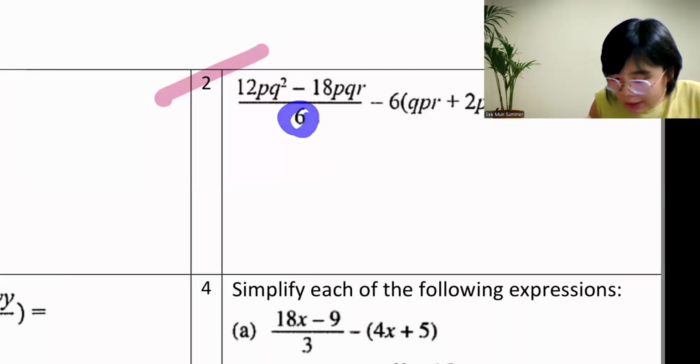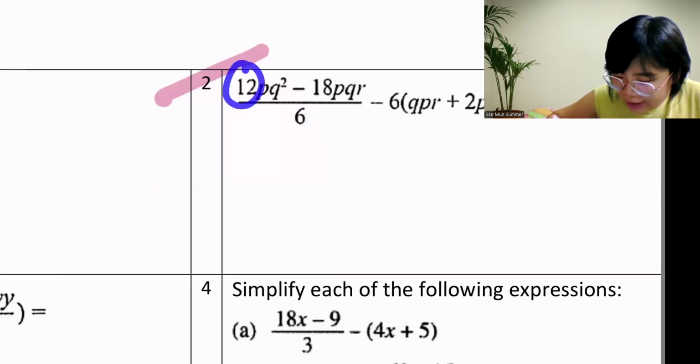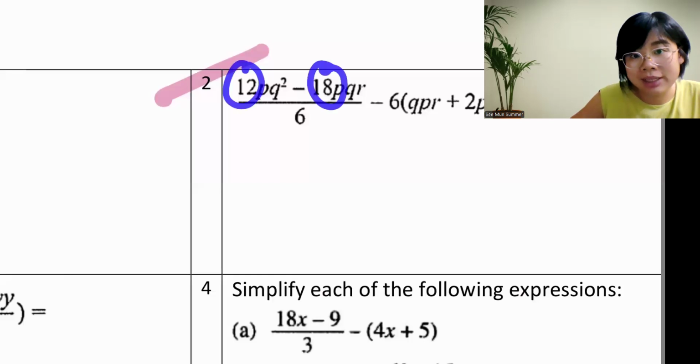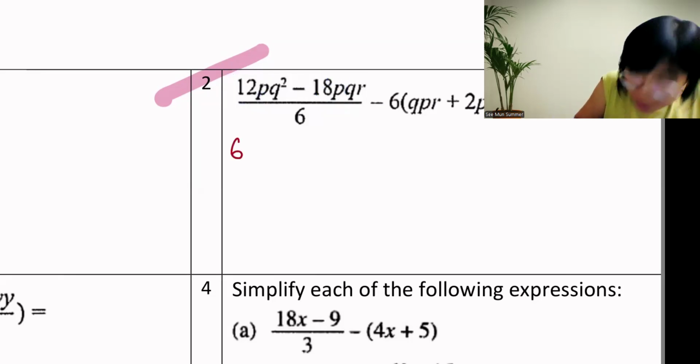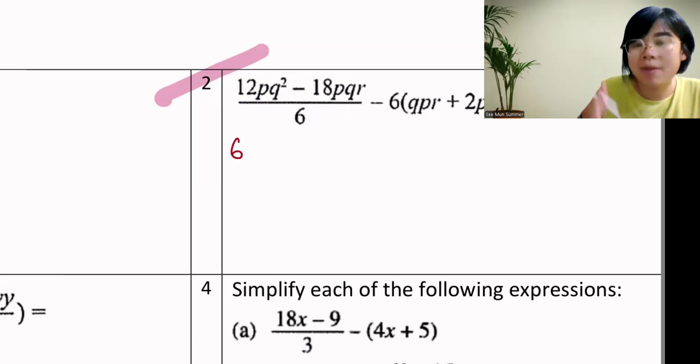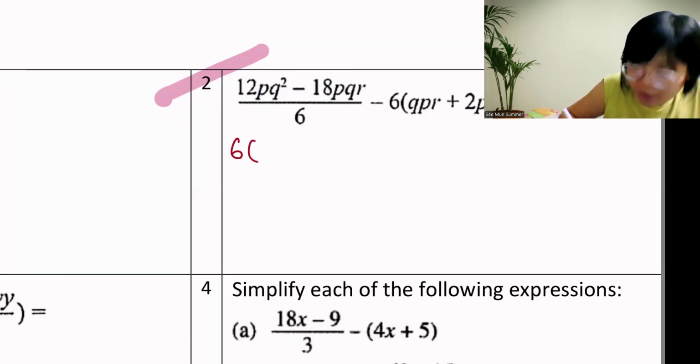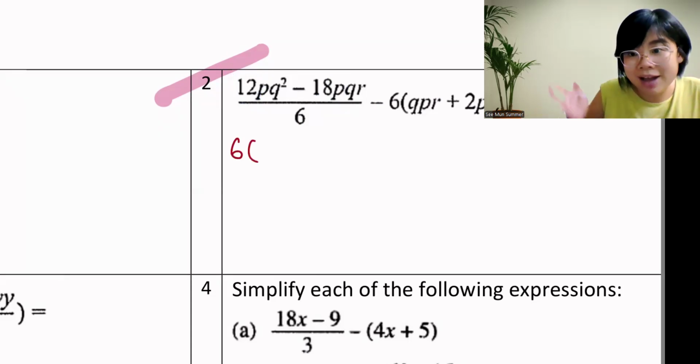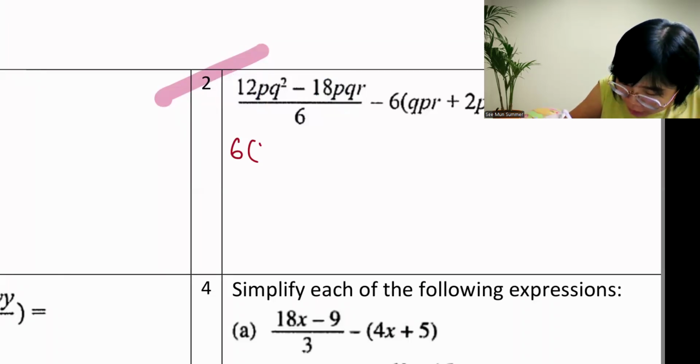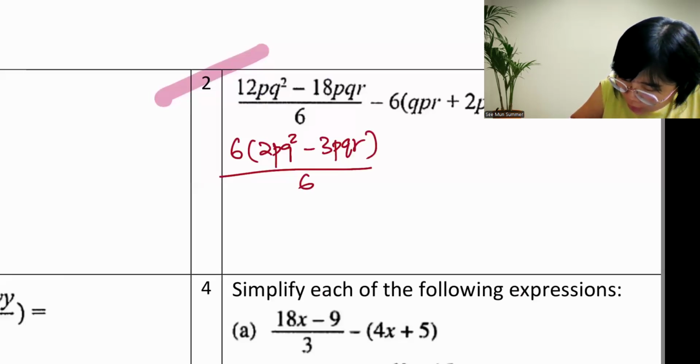So I can see 12 and 18. Both can be divided by 6, correct? So maybe I factorize the 6 out. You remember factorized can be commonly divided by the same number. So 12 divided by 6, remember factorize divide, okay? So it will be 2pq square minus 3pqr. I take out the 6 and then over 6 and then this also.